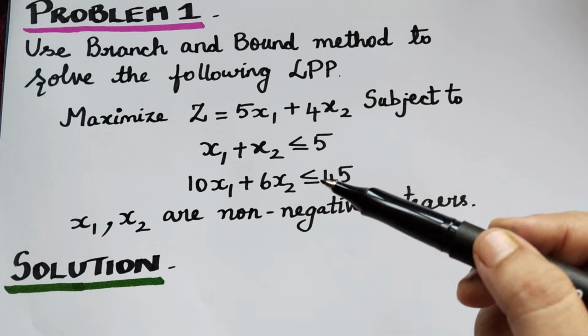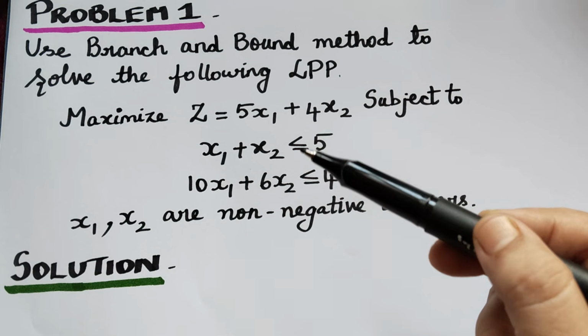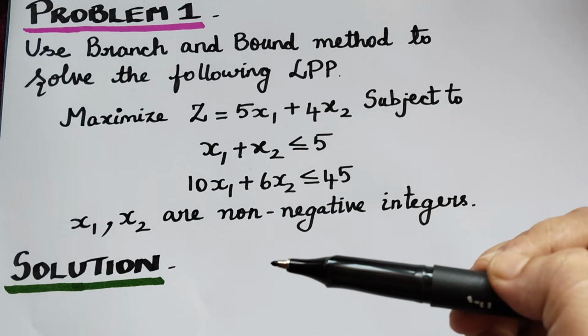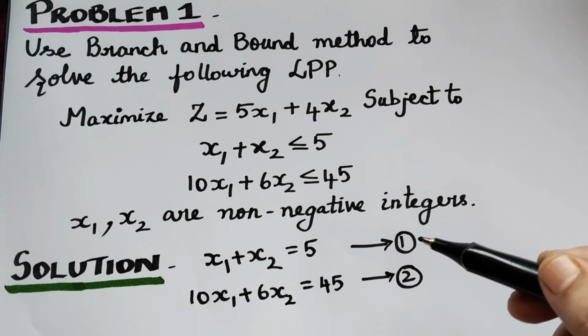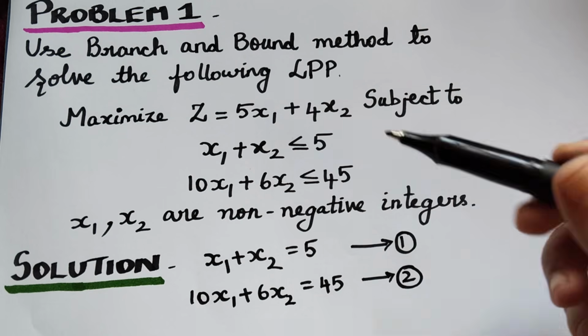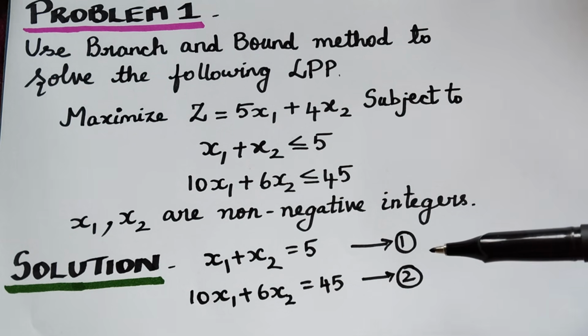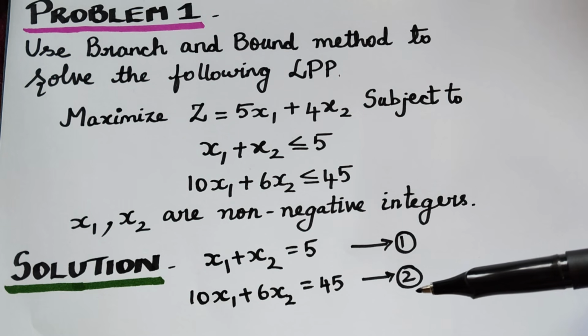Now, the first step is we have to write these inequalities as equality constraints and mark them as equation 1 and equation 2. So these inequalities we have written as equalities and we have marked them as equation 1 and equation 2.